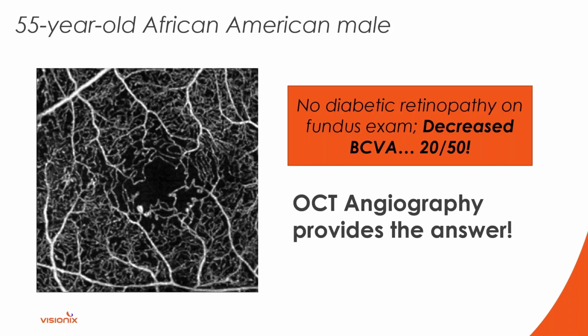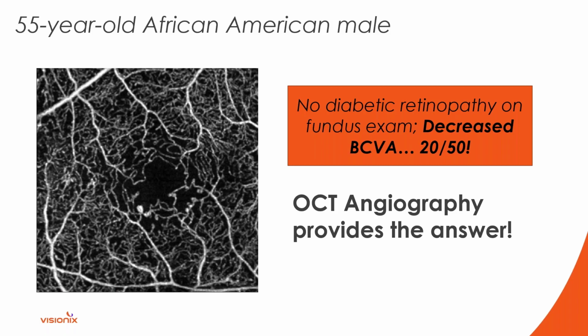Let me give you another example. These are all going to be examples which I think are going to be helpful to all of you. This is a 55-year-old African-American male. He's got no diabetic retinopathy on the fundus exam. I don't have the fundus image here, but there was no retinopathy. But this was the issue. He was 20/50, and the problem is that he's only 55.